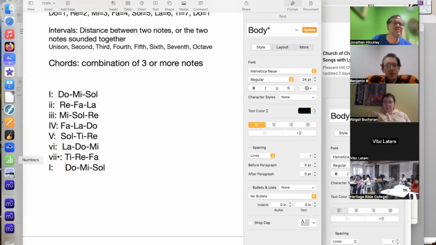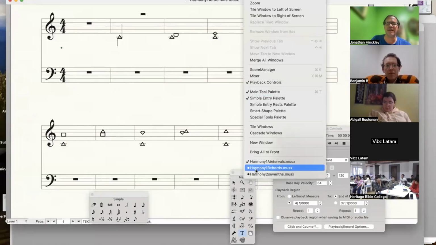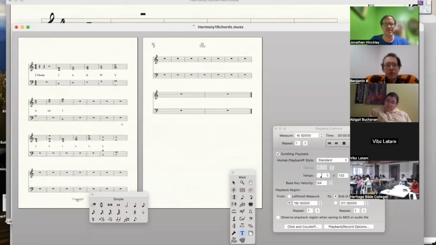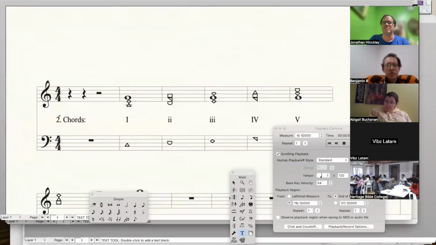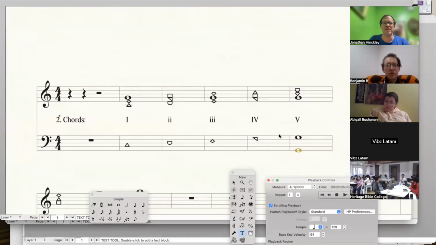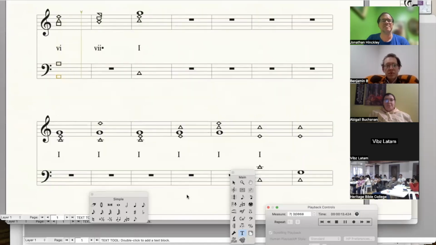So let's listen to it again. Let's go back to what we looked at last time and actually look at these chords. So we'll start with chord number 1, 2, more of a sad, dramatic sound on those, then 4, 5, 6, 7, and 1.